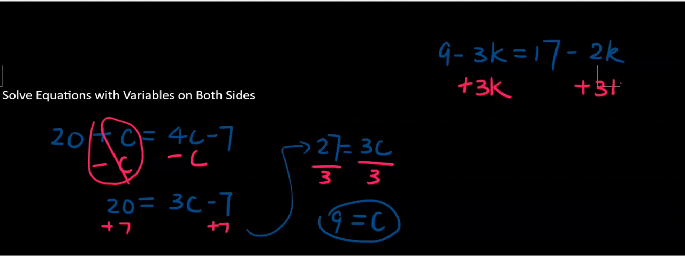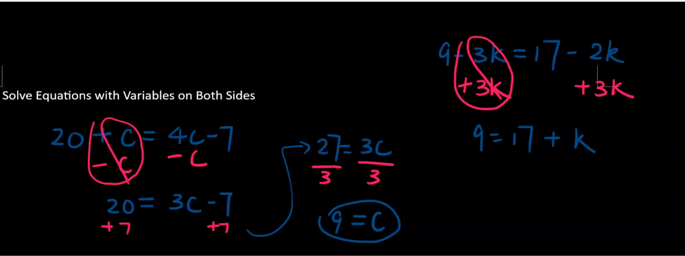Plus, cancel out. Rewrite, plus k. Minus, oh, cancel out. k is negative 8.